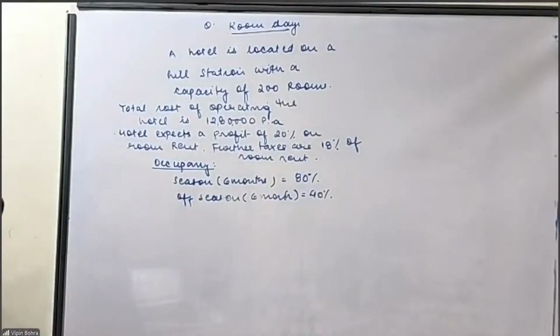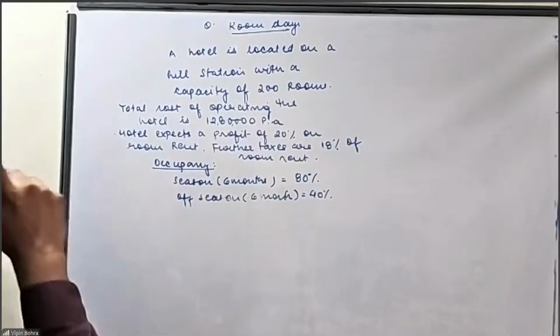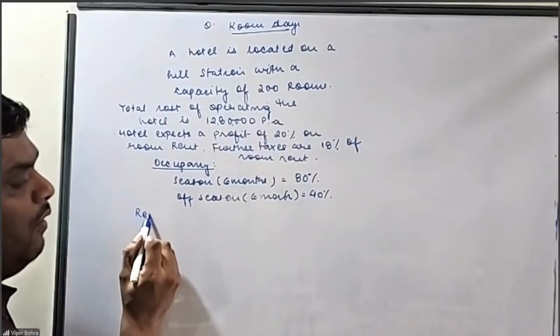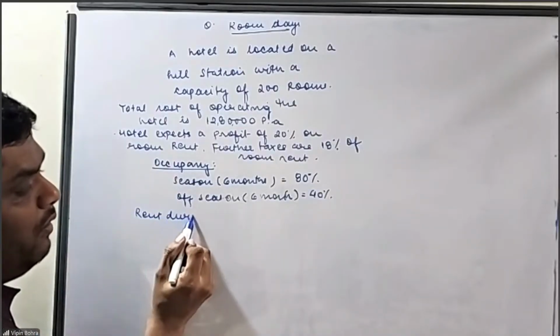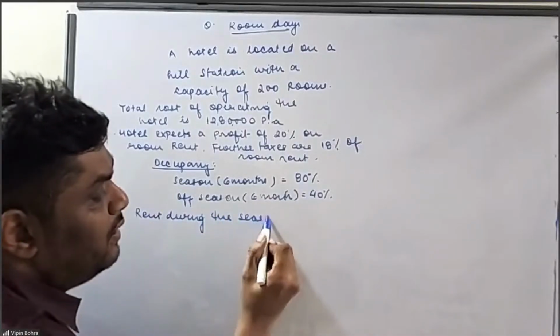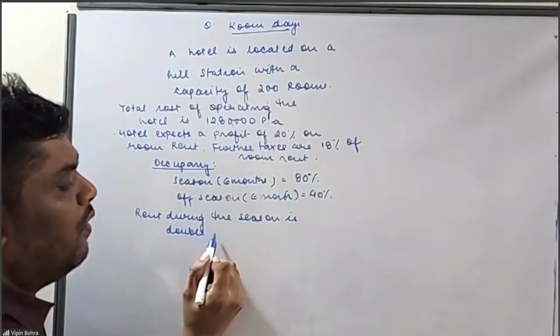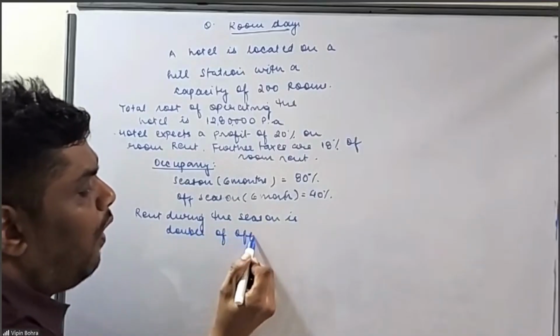So a hotel is located on a hill station with a capacity of 200 rooms. Total cost of operating the hotel is 12,80,000 per annum. Hotel expects a profit of 20% on room rent. Further, taxes are 18% of the room rent. Rent during the season is double of off season.